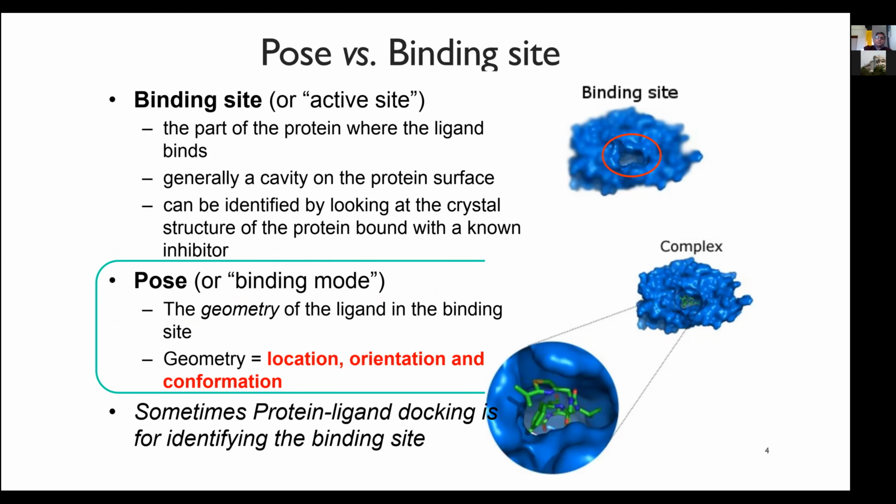Now, what is the pose of the molecule? Docking pose or pose of the molecule is nothing but the geometry of the ligand. By geometry, you mean the location, orientation, and conformation of the molecule. Sometimes protein ligand docking is also used for identifying the binding site. If the knowledge of the binding site is not known, then you can perform blind docking to ascertain the approximate binding site of your ligand in the protein.